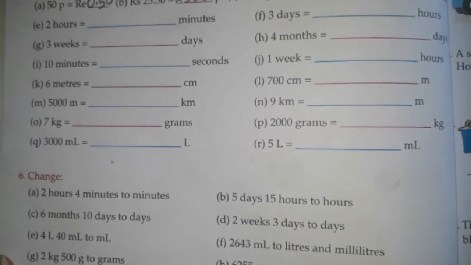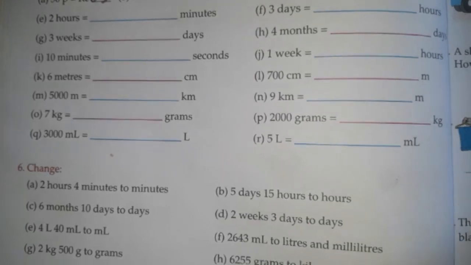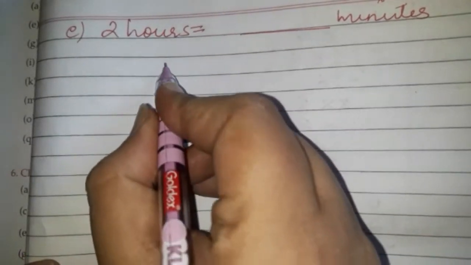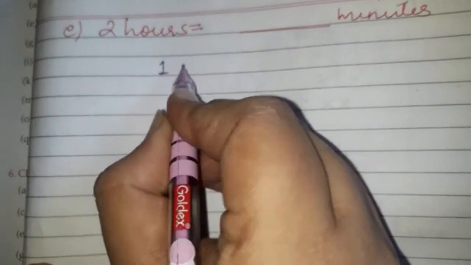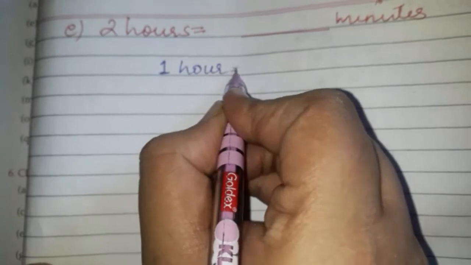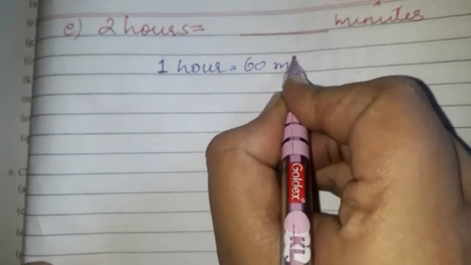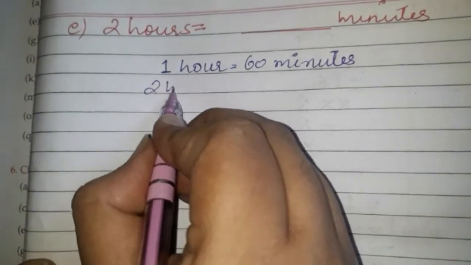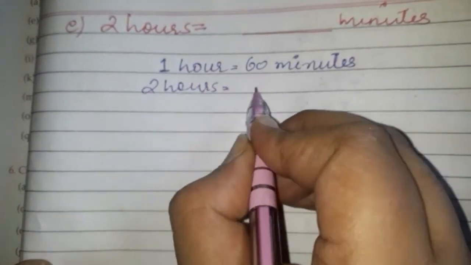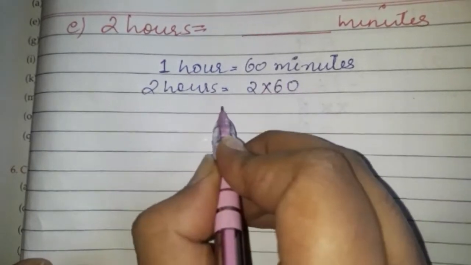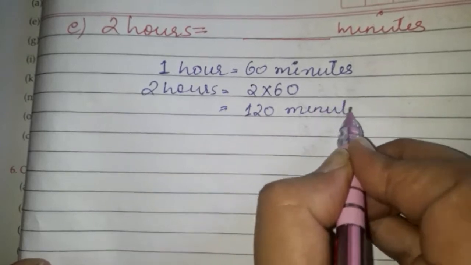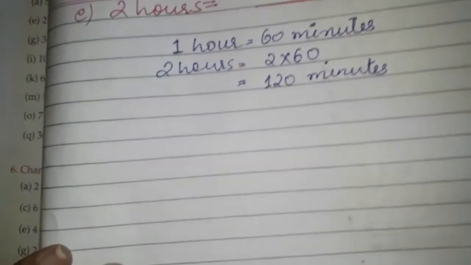The next question is to solve 2 hours into minutes. I'm going to solve it for you. 2 hours into minutes. We all know 1 hour equals 60 minutes. Then 2 hours would be 2 into 60. That would be 120 minutes. We have converted.